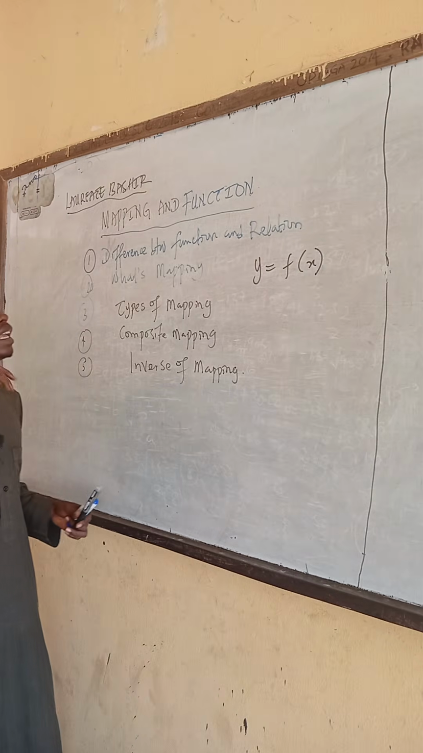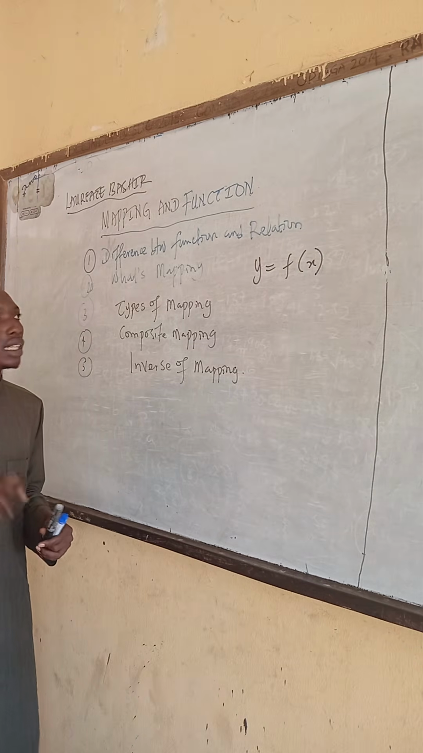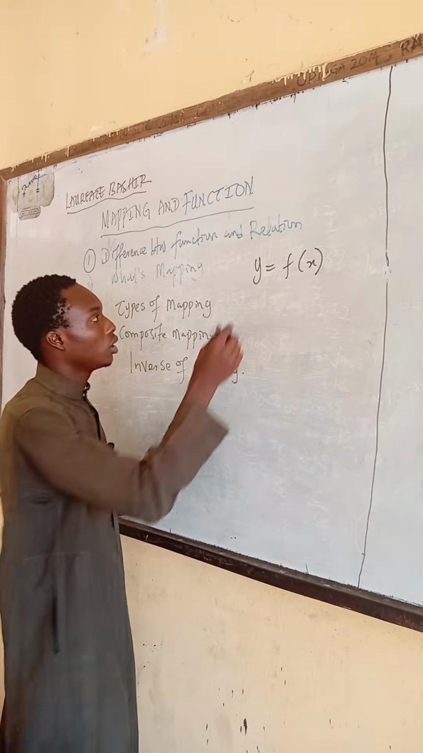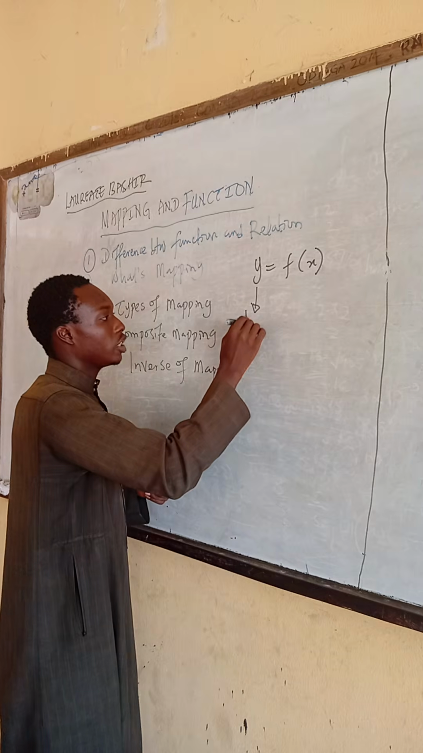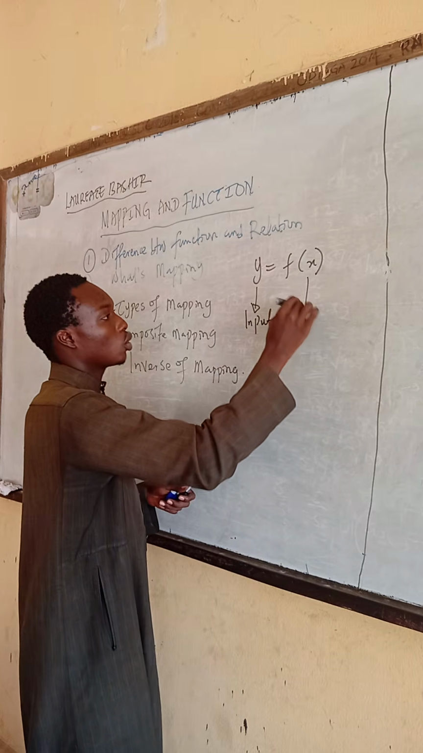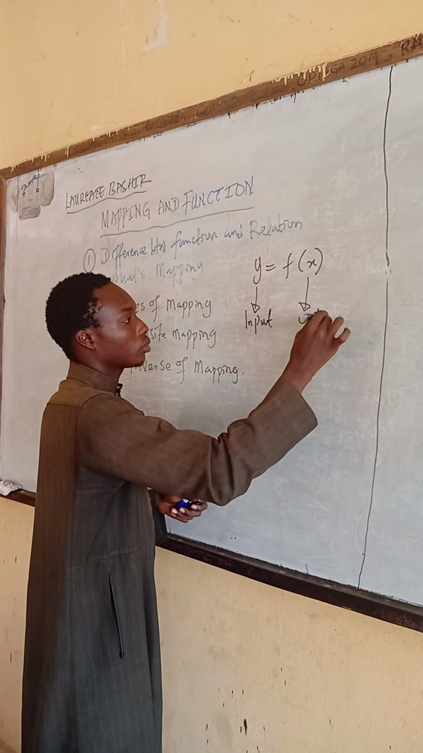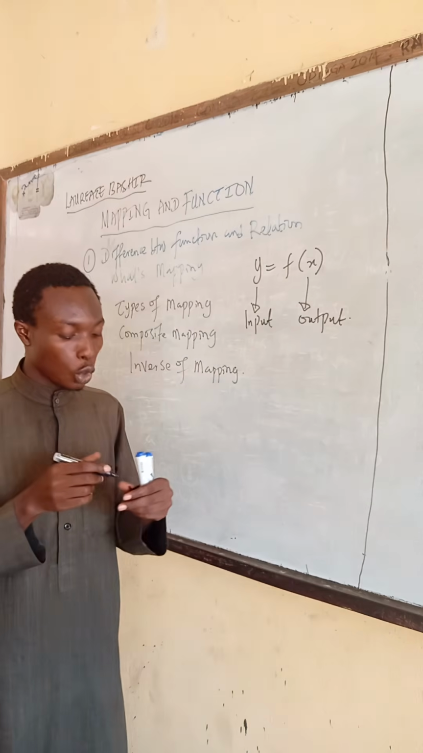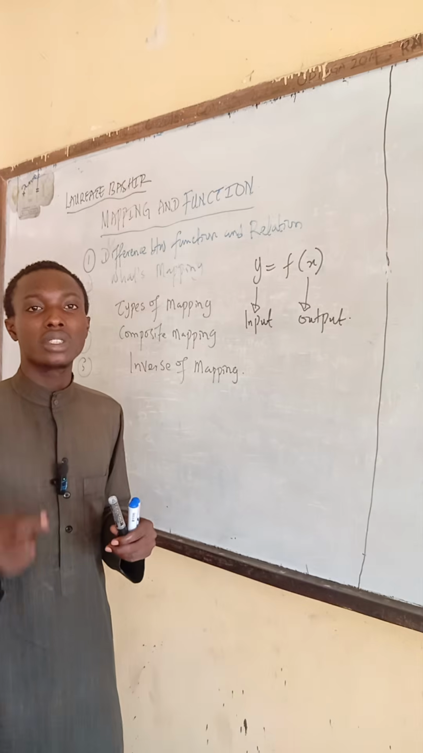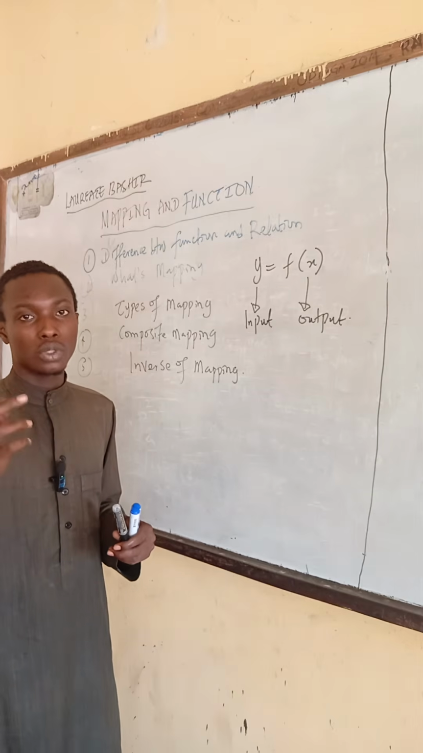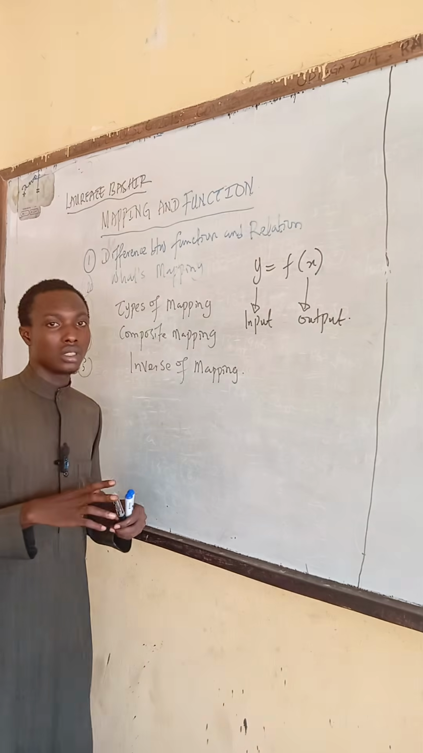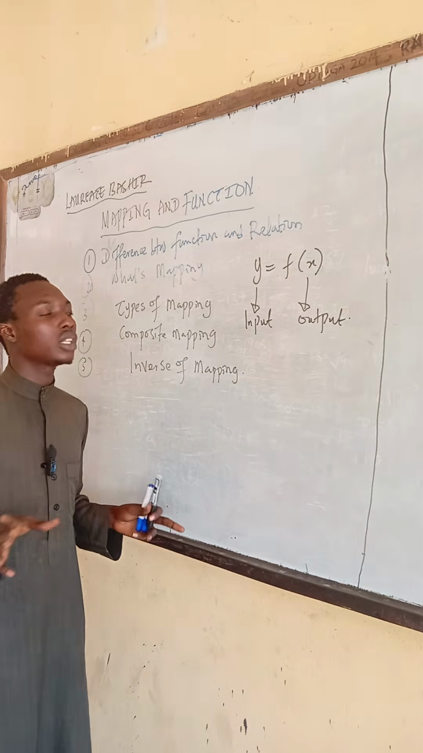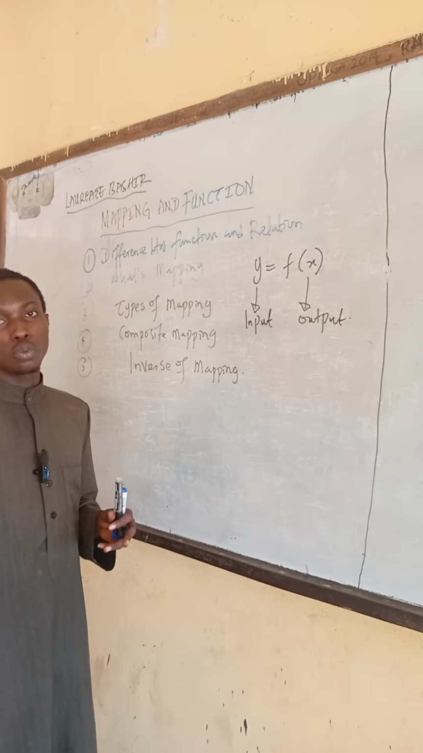A relation contains input and output. Like this one is input, this one is output. But a relation doesn't necessarily contain only one output. Rather, relation sometimes doesn't contain one output. Most relations contain more than one output.